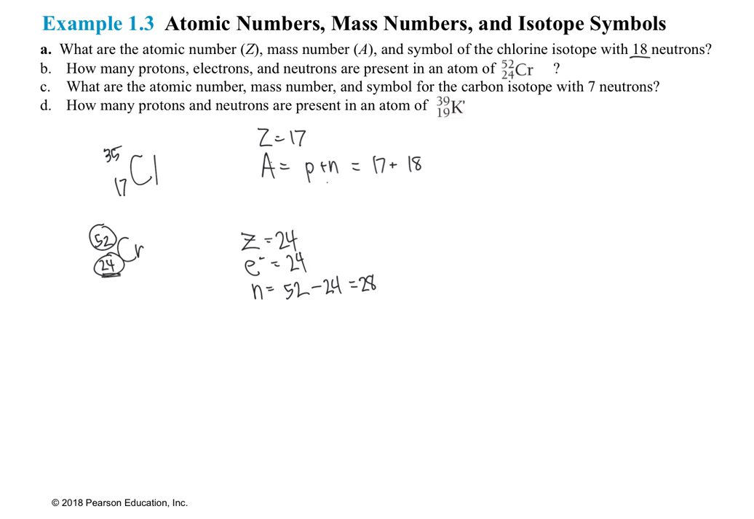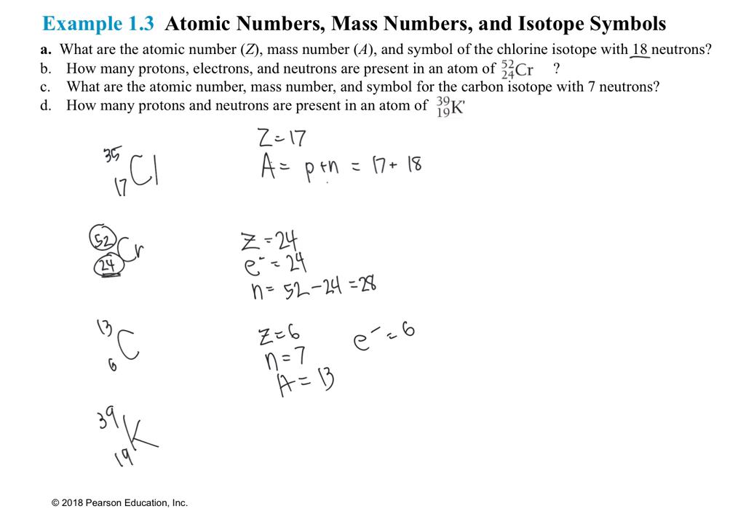This one should have been pretty familiar. We have carbon. We know carbon has an atomic number of 6, so 6 protons. In this one, there are 7 neutrons, so the mass number is going to be 6 plus 7, so 13. And the number of electrons should be the same as the number of protons, because it's a neutral atom, so it will also be 6.